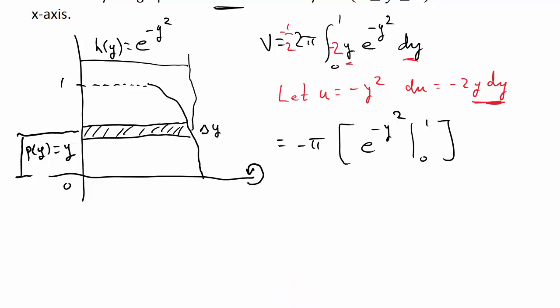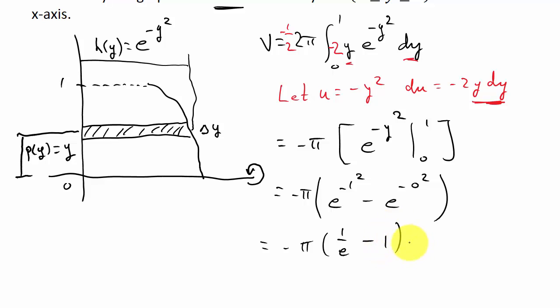Alright, so now this is going to give us negative pi times, that's going to be e to the negative 1 squared minus e to the negative 0 squared, which is equal to negative pi times, and then this is just going to be 1 over e, because when we square the 1 we get 1. Remember, the squared's not on the negative, so that's going to be -1 up there after we square the 1. That's -1, which is 1 over e, minus, and then anything raised to the 0 is 1.